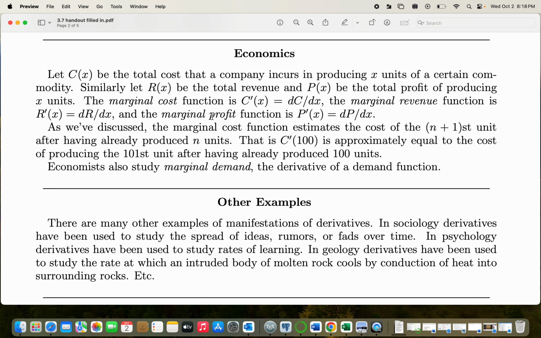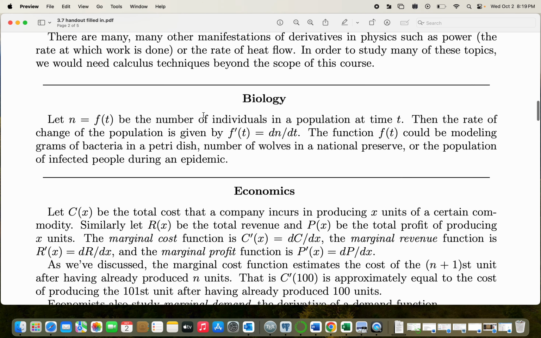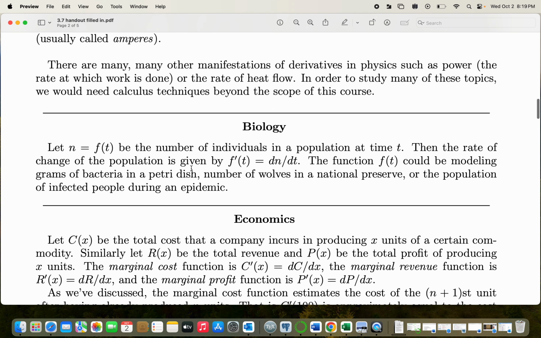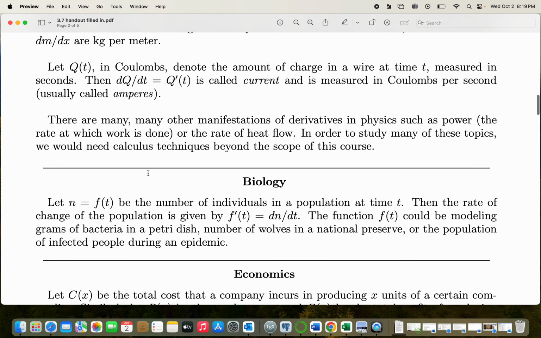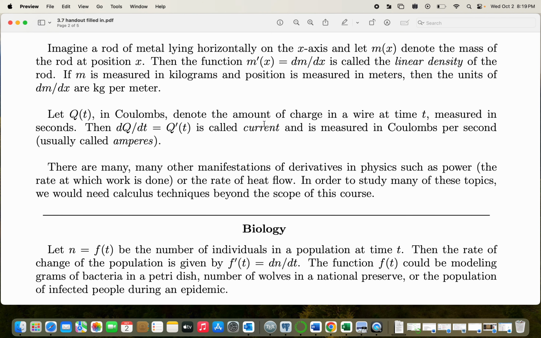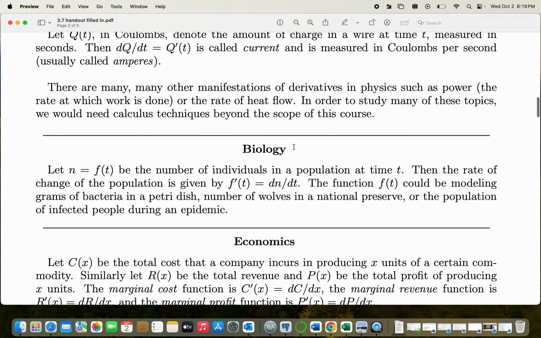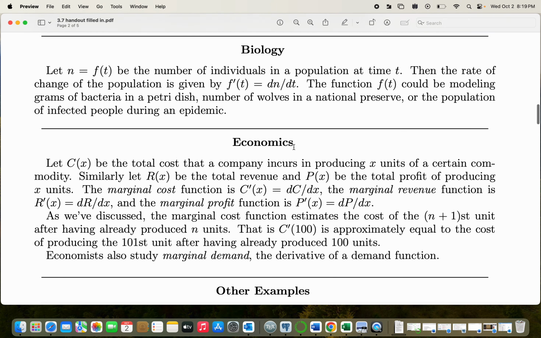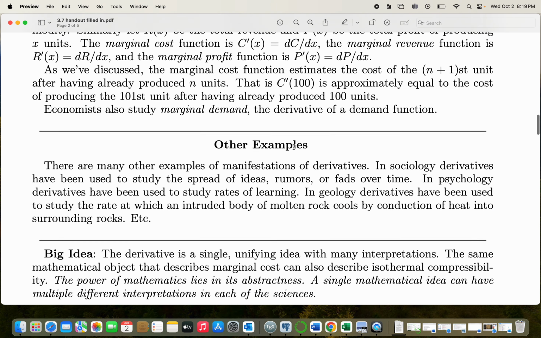So economists throw this word marginal in front of words all the time to mean derivatives. Marginal demand, they have some demand function going, which we're not going to talk about right this second, but marginal demand just means the derivative of that, the rate of change of demand. So marginal cost, marginal profit is mathematically the same thing as rate of change of bacteria population, the same thing mathematically as current in a wire, and so on. So the math unifies all of these. That's part of the power of mathematics.